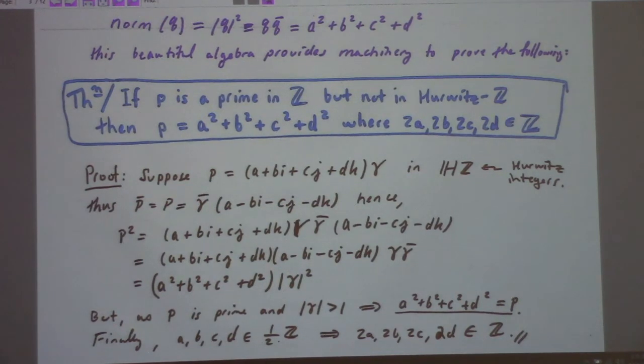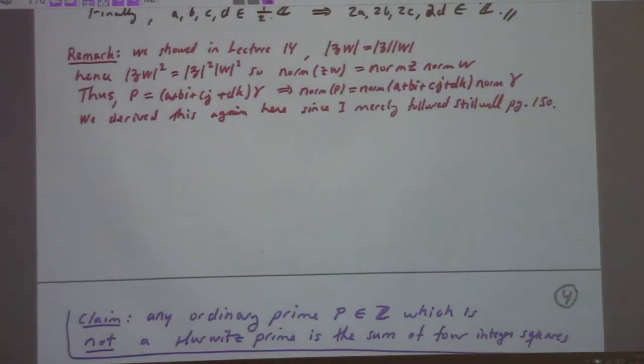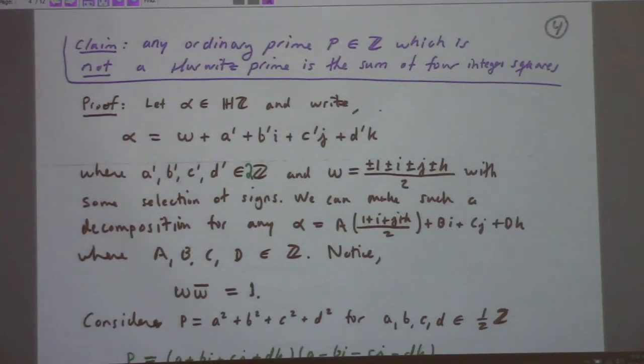But this says that if you've got a prime in the integers, which again is not a Hurwitz prime, then the prime is the sum of 4 squares. Not being a Hurwitz integer means not a Hurwitz prime. Yeah, right. So suppose we got p. So the claim then is any ordinary prime which is not a Hurwitz prime is a sum of 4 integer squares.